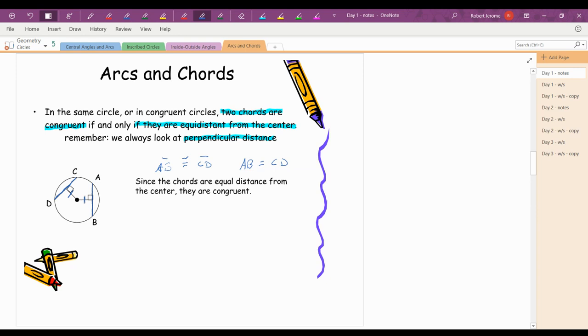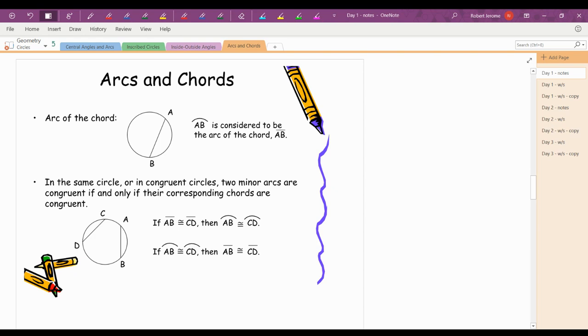And remember this magic clause here, if and only if. What that means is that we can say it the other way. So if two chords are the same distance from the center, then the chords are congruent. Or if two chords are congruent, then they are the same distance from the center. And again, this is specific to being in one circle or identical congruent circles. If we had a big circle and a small circle, all bets are off. So again, we said that there were three rules. The first one, two chords that are the same distance from the center are congruent.